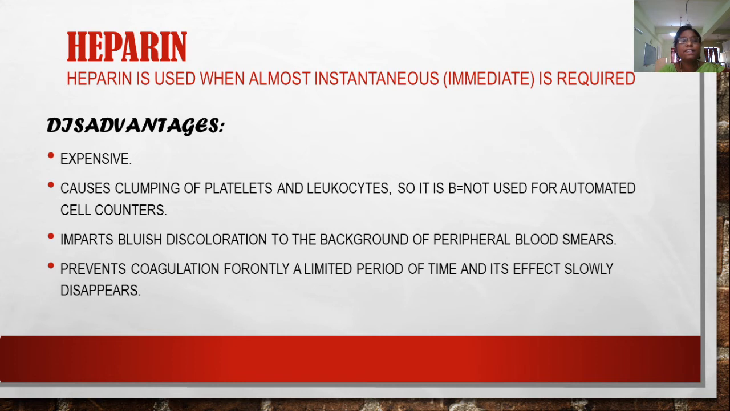Heparin is very expensive. It causes clumping of platelets and leukocytes, so it should not be used for automated cell counters. It imparts bluish discoloration to the background of peripheral blood smears, prevents coagulation for only a limited period of time, and its effect slowly disappears.